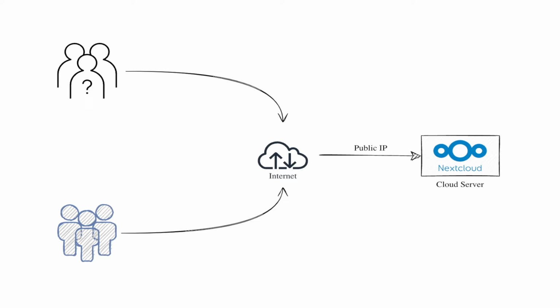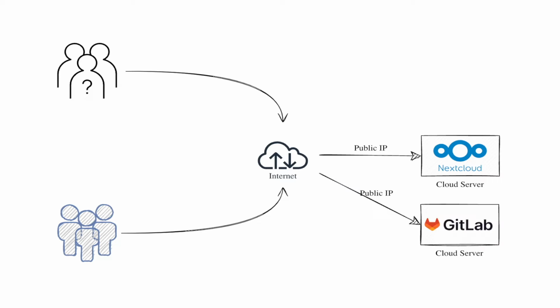The problem gets worse if I add additional services. So here, if I have to protect a GitLab cloud server as well as my Nextcloud, I've got two public IP addresses to now think about and protect.